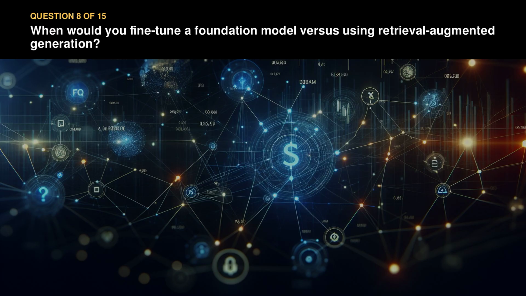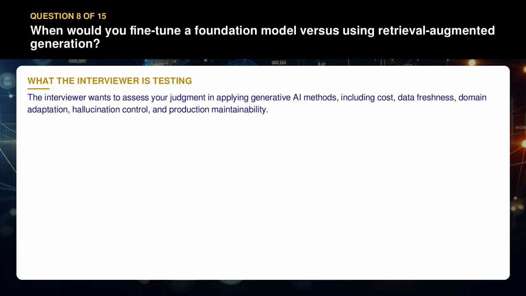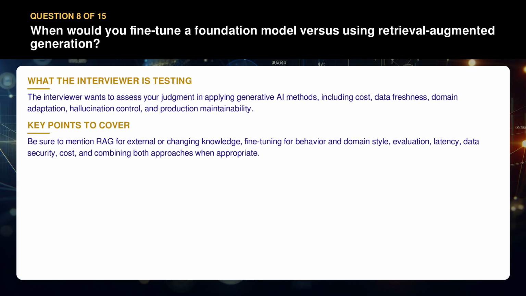Question 8. When would you fine-tune a foundation model versus using retrieval-augmented generation? The interviewer wants to assess your judgment in applying generative AI methods, including cost, data freshness, domain adaptation, hallucination control, and production maintainability. Be sure to mention RAG for external or changing knowledge, fine-tuning for behavior and domain style, evaluation, latency, data security, cost, and combining both approaches when appropriate.